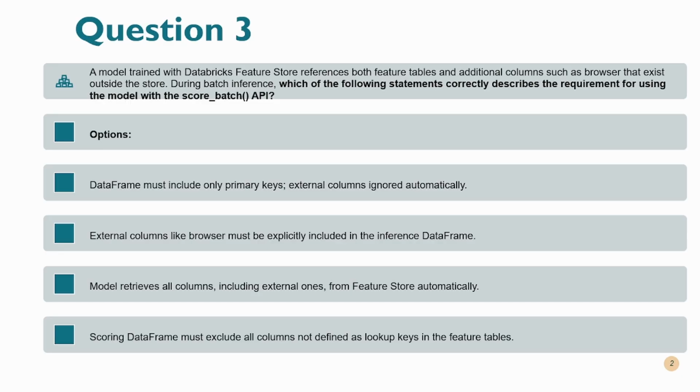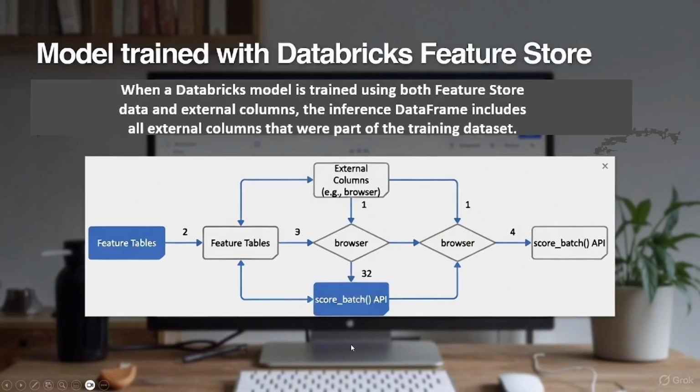The feature store only retrieves features that are actually registered in it. It doesn't magically know about your external columns. That means if you leave those external columns out of your scoring data frame, your model won't have all the inputs it needs. And guess what happens then? Missing input errors. Or worse, it runs, but your predictions are inconsistent and possibly wrong.